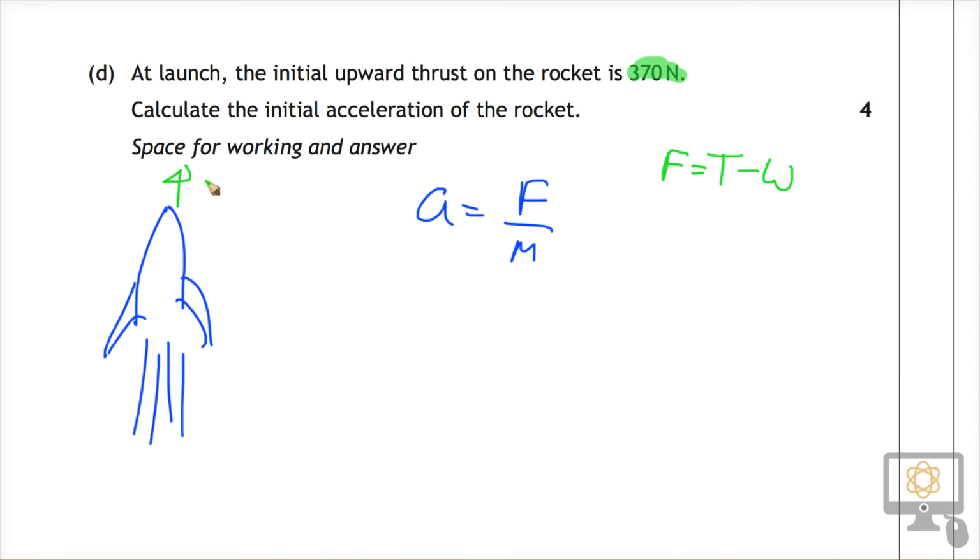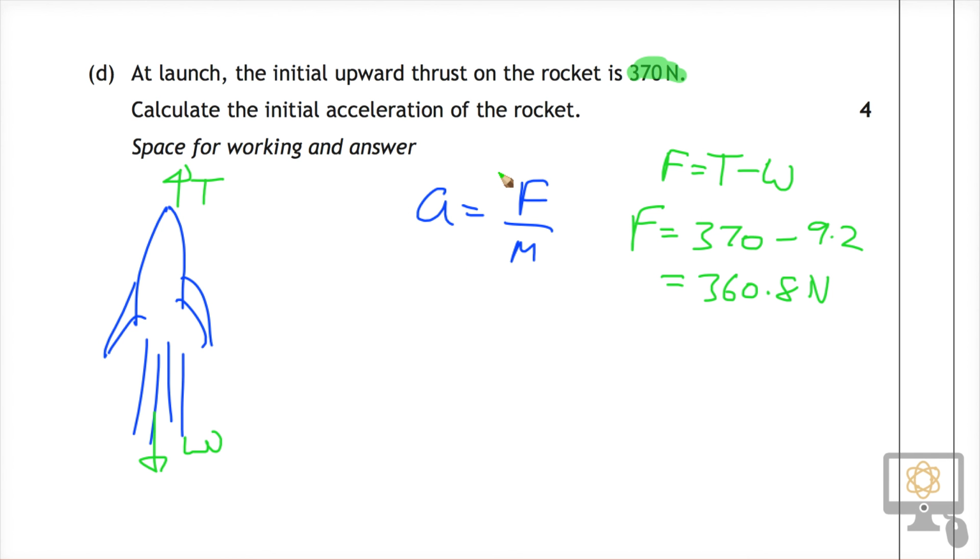If the thrust is going up and the weight is going down and the unbalanced force is acting upward, then the thrust is bigger than the weight. And so we can determine the unbalanced force by subtracting the weight from the thrust. So that means that the unbalanced force is 370 minus the weight. And if we remember from the previous question, the weight is 9.2 newtons. So if we do that calculation, we find that our unbalanced force is 360.8 newtons.